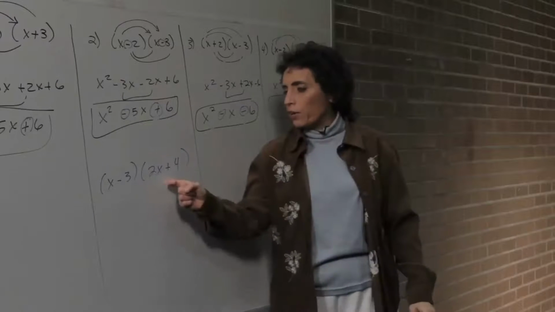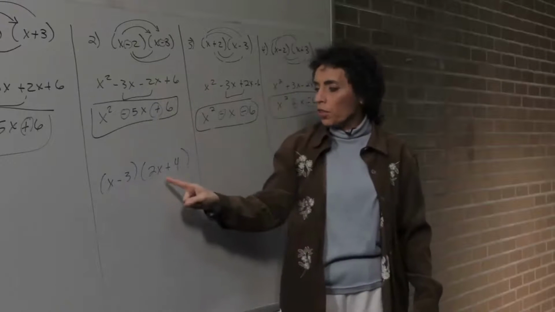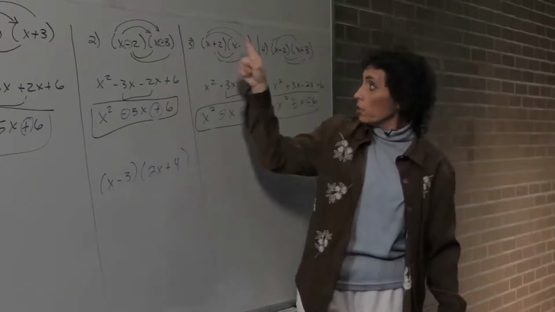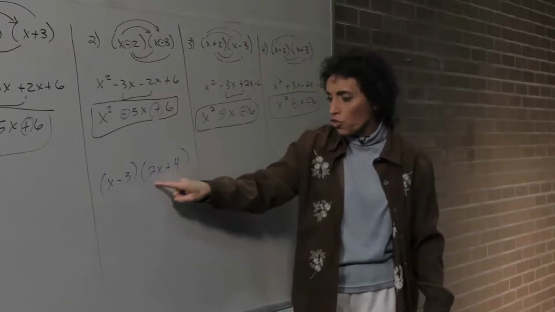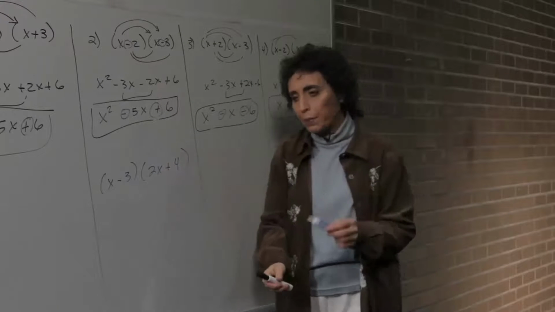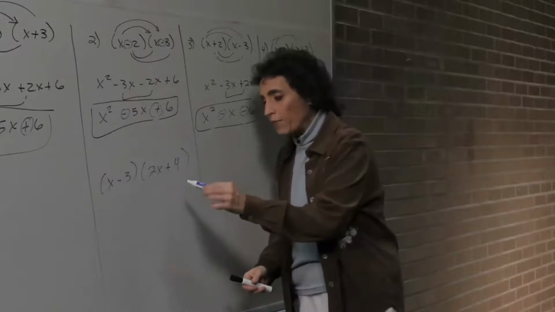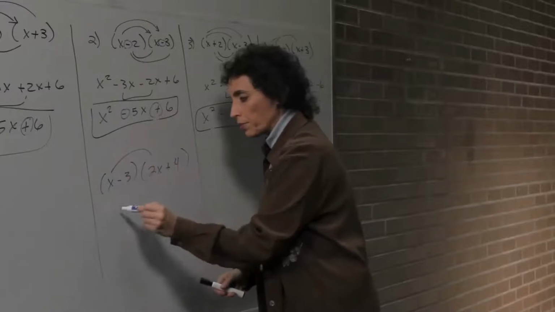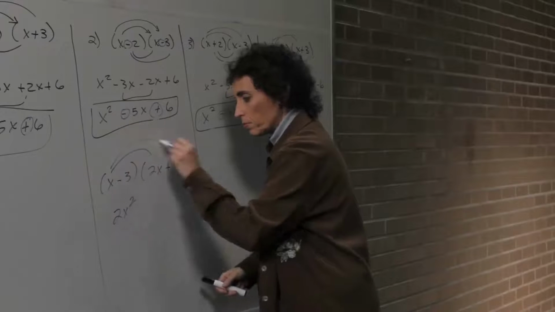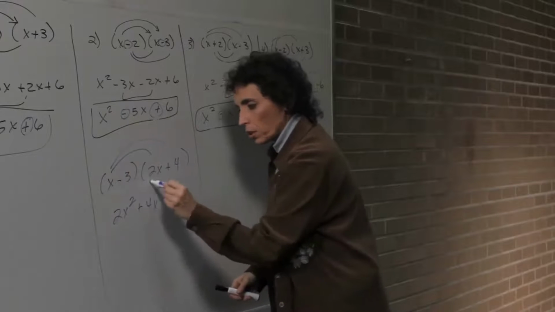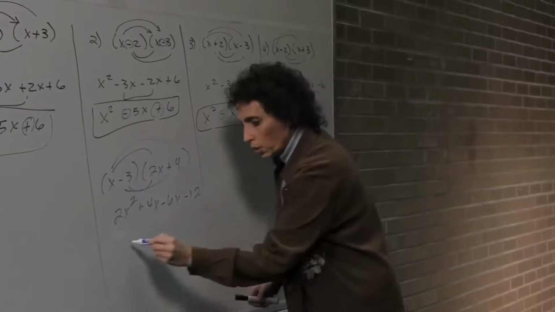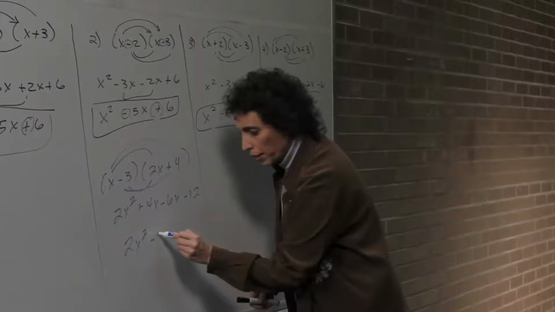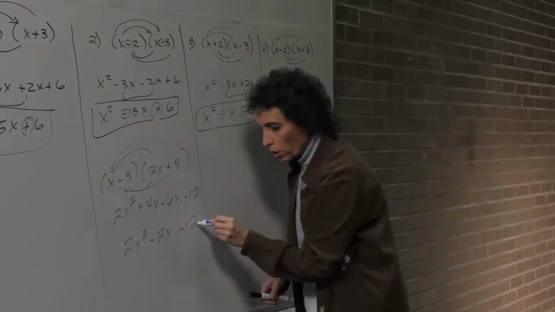I just want to talk about how these factors differ from those. This is the only factor on the board that has a common factor. These 2 terms share a common factor. Watch what happens when I multiply when I have a binomial who has a common factor. Plus 4x minus 6x minus 12. 2x squared minus 2x minus 12, right?